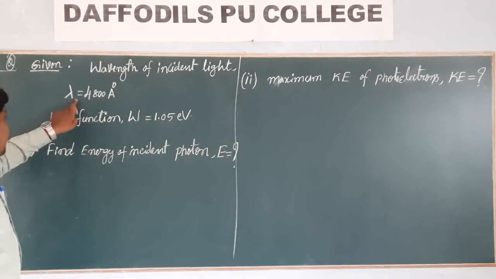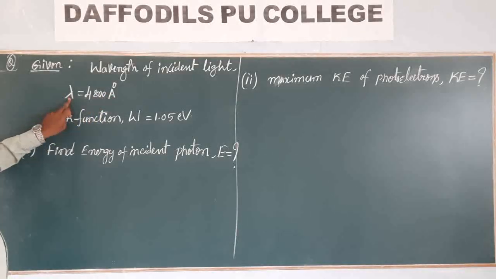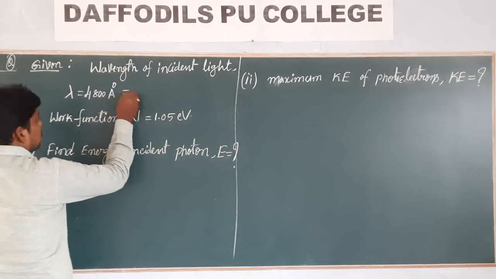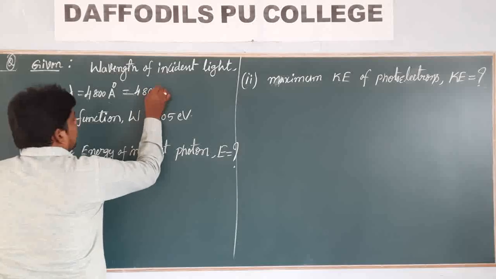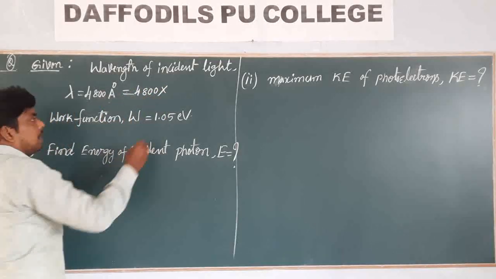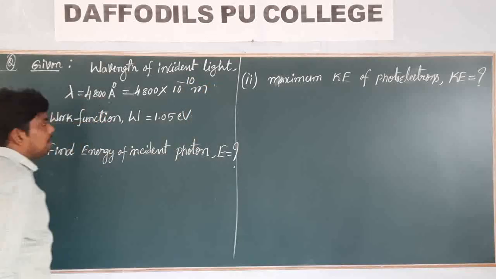Now here they have given the wavelength in terms of angstrom. What is the unit of wavelength? Meter. So we have to convert this one in terms of meter. That is 4800 angstrom. One angstrom means what? 10 to the power minus 10 meter. One angstrom is equal to 10 to the power minus 10 meter.